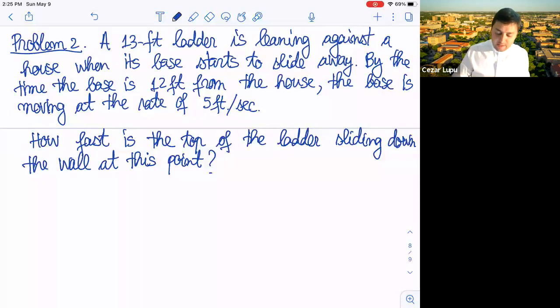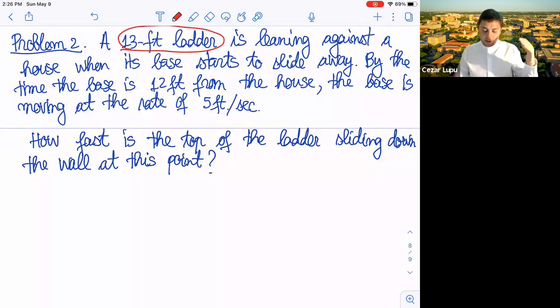So let's identify the key points in this problem. So you see we have a ladder, a 13 feet ladder, that's an important thing, which is leaning against a house.